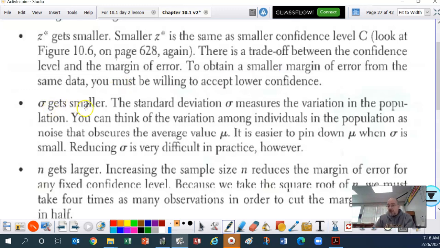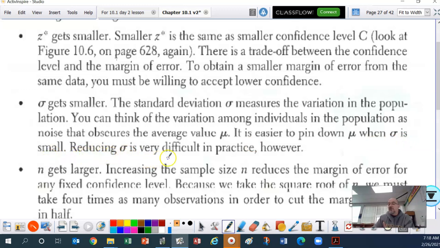The margin of error also gets smaller when the standard deviation gets smaller. The standard deviation measures the variation in the population. You can think of the variation among individuals in the population as noise that obscures the average value mu. It is easier to pin down mu when the standard deviation, sigma, is small.